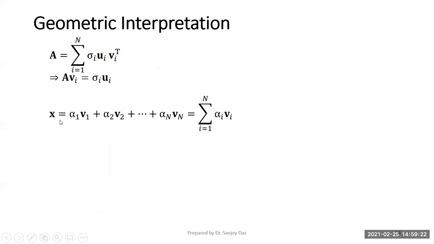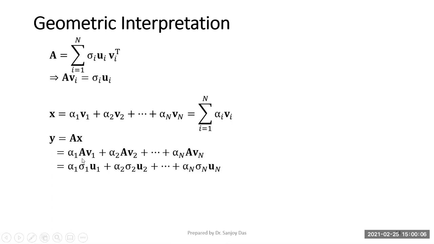Now x was my unit vector, which was a linear combination of the basis vectors v1 through vn in my lower dimensional Euclidean space. This is n dimensions, and so this is summation alpha_i v_i. y equals Ax, and I pre-multiply both sides with A to get y. So y becomes equal to alpha 1 A v1 plus alpha 2 A v2 until alpha n A vn.